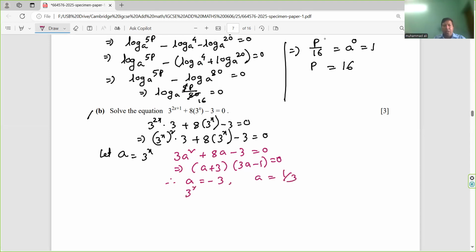But index form or exponential term can never be negative. So 3 to the power x equals 1 by 3, means 3 to the power minus 1. If both of these bases are the same, powers will be equal. So x equals minus 1. So B number answer, x equals minus 1.